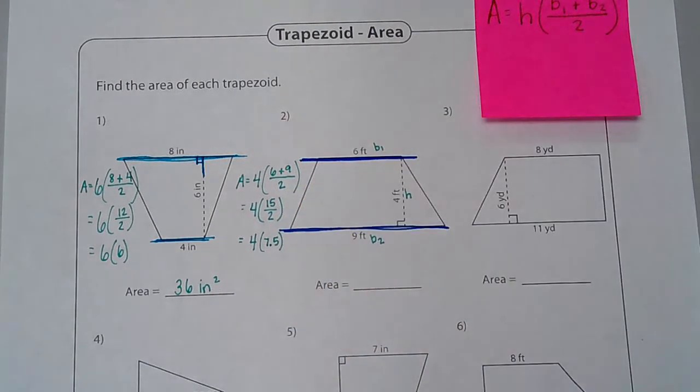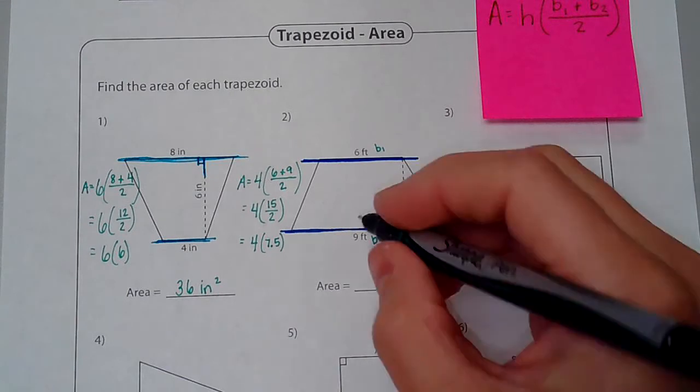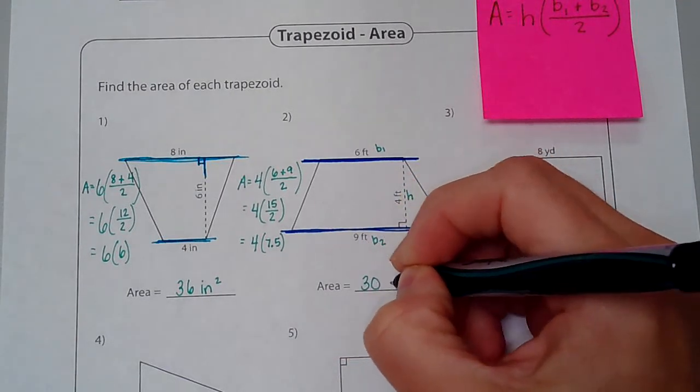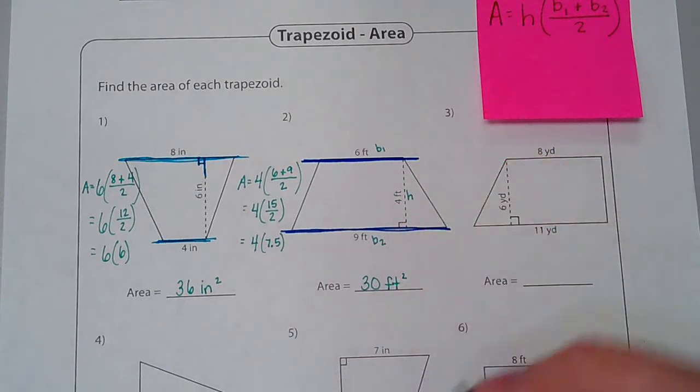Okay, now if you're comfortable with decimals, then have at it. You can do 7.5 times 4. But I did give you permission to use a calculator, so feel free to use the calculator to solve this problem. Okay, if you end up doing 4 times 7.5, I'm getting an answer of 30.